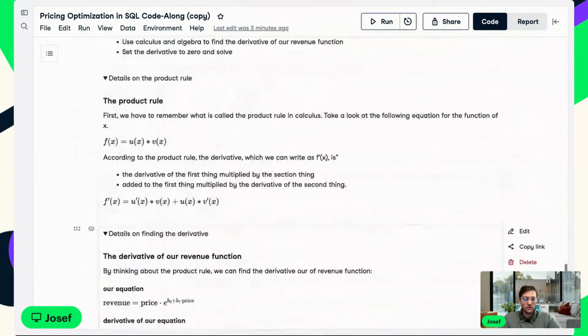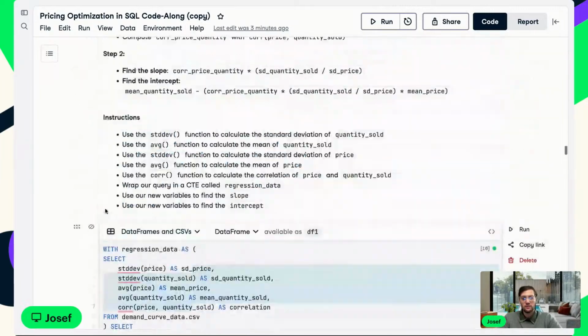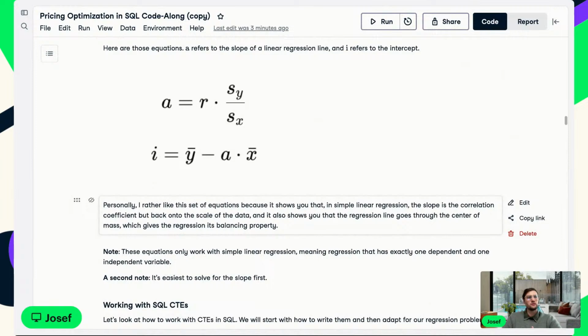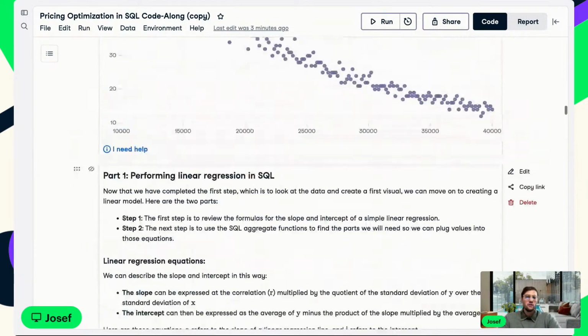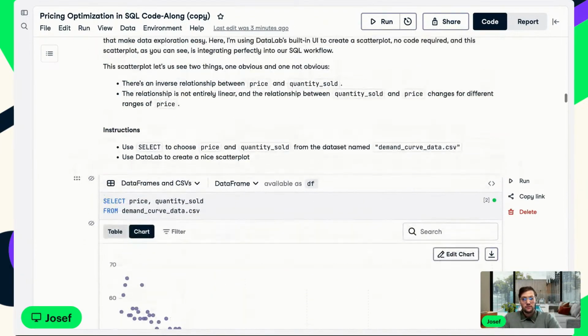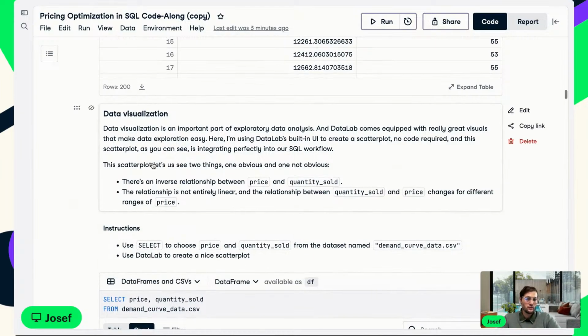So this is the code along. I hope you enjoyed it. What I love about this technique is it really feels like you can do a lot with just a little bit. You take a data set with only 2 features, price and quantity sold, and all of a sudden you're talking about optimizations on revenue.